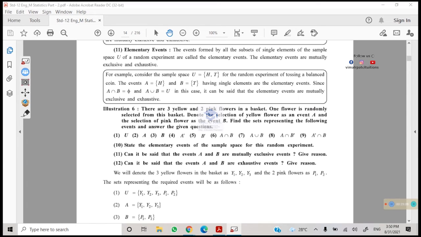So first U, that is sample space, then A, B, A dash, B dash, A intersection B, A union B, A intersection B dash, A dash intersection B. Then state the elementary events of sample space for this experiment. Can it be said that A and B are mutually exclusive? Why? Can it be said that A and B are exhaustive? Give reason. Why?